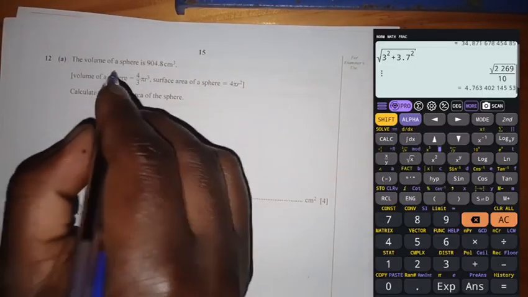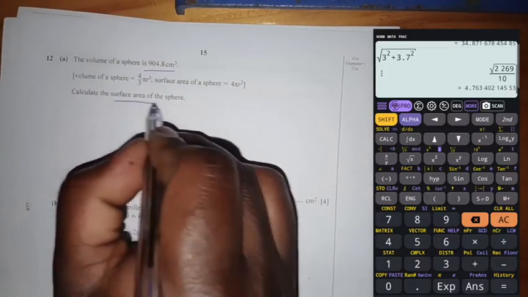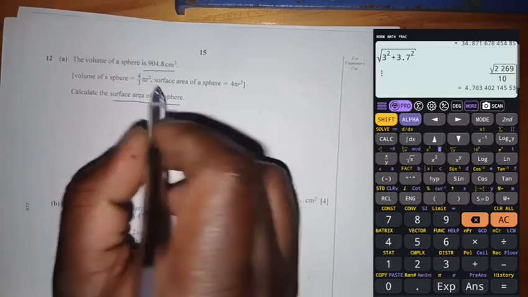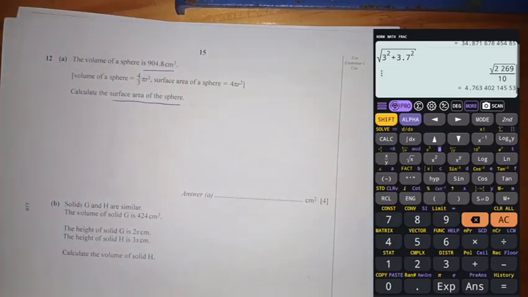Next question. That's question number 12. The volume of a sphere is this one. Calculate the surface area of the sphere. This is 4 marks.